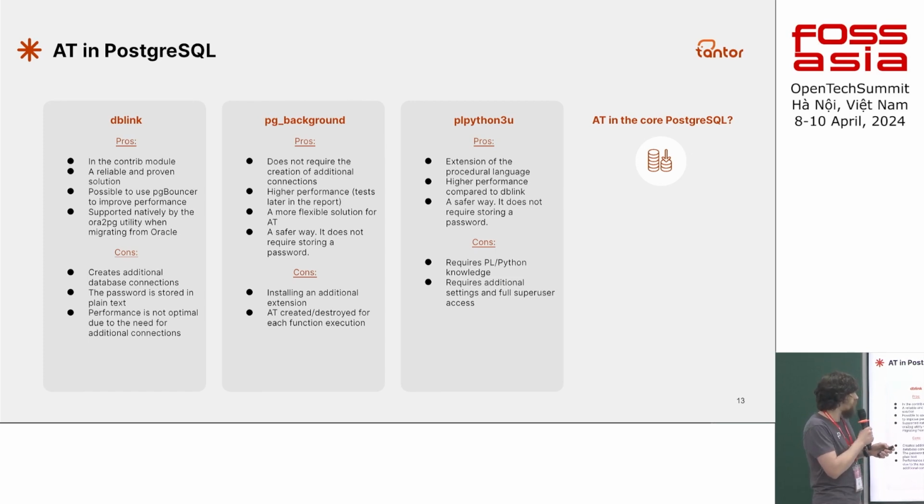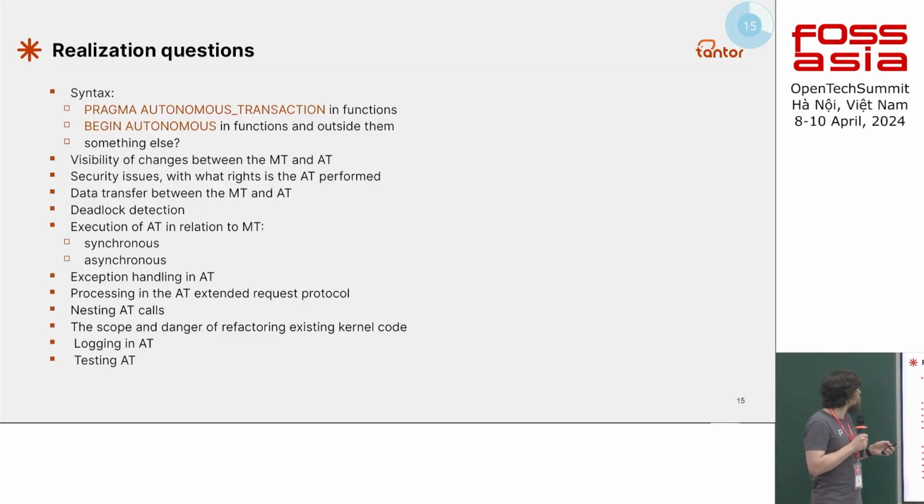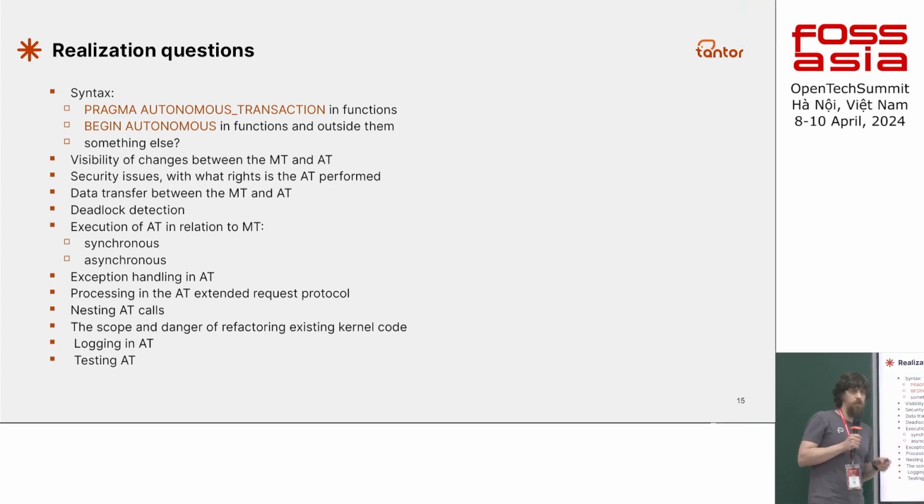So, a bit of history. When we try to realize autonomous transactions, many questions arise, like security, implementation, semantics, replication, and many other things. We need to solve all of them. That's why, I think, autonomous transactions aren't in Postgres at the current time.